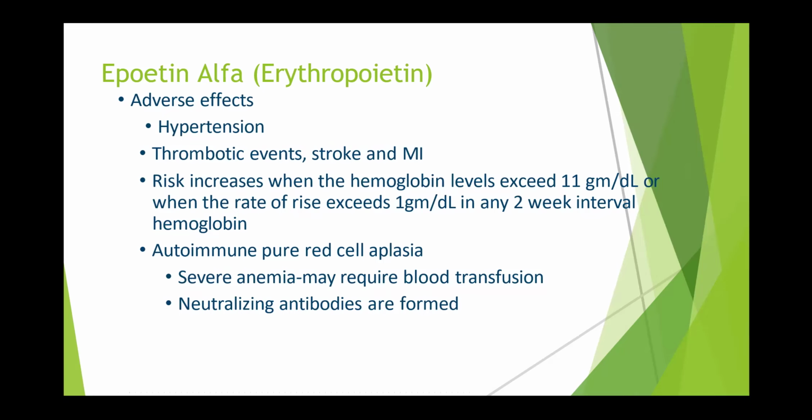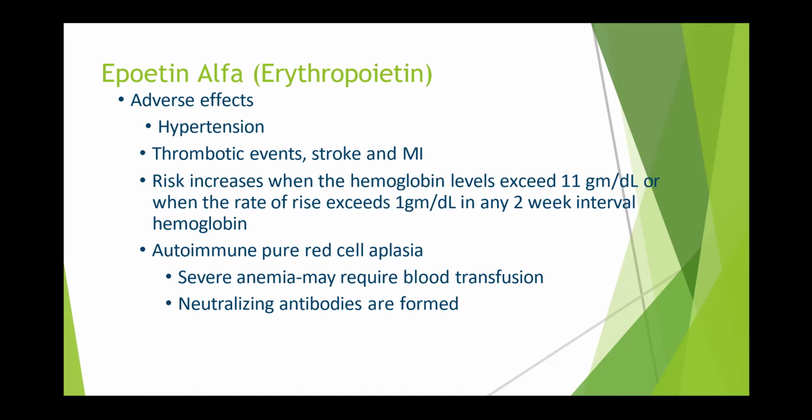The adverse effects: hypertension, thrombotic events like a stroke or an MI, right? It's clotting. Risk increases if your hemoglobin level exceeds 11, or when the rate of the rise exceeds a gram per deciliter in any 2-week interval. So if the hemoglobin level goes too high, or the rate of the rise, even though it's not that high, it's only 1 gram per deciliter, but it's exceeding that in 2 weeks, period. And then autoimmune pure red cell aplasia. Severe anemia requires a blood transfusion.